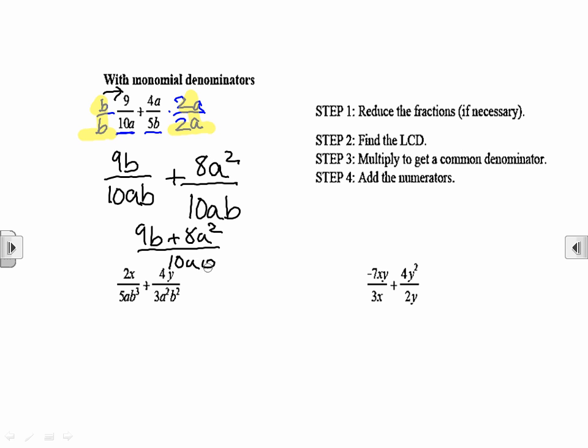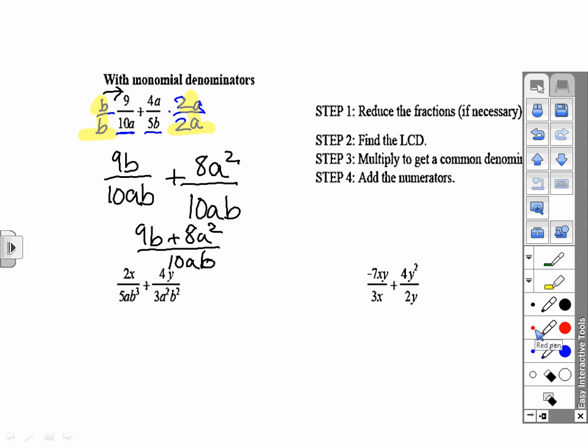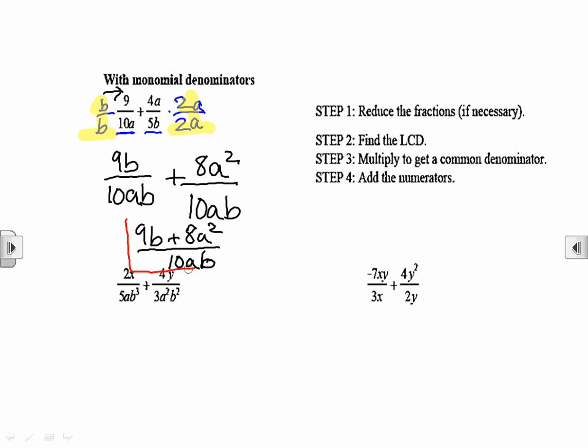10ab. And at this point, I would factor the numerator and make sure there's nothing I can reduce to 1, but there's nothing that I can do with 9b plus 8a squared, so this is my final answer. And obviously, it's still the case that a can't equal 0 and b can't equal 0, just like yesterday.